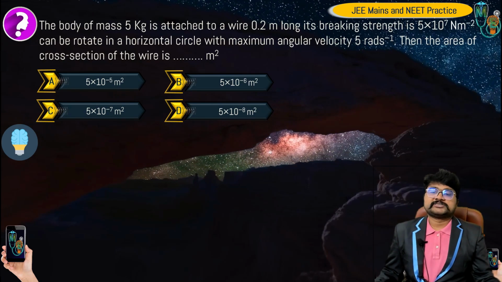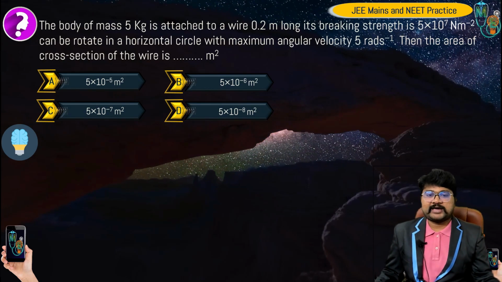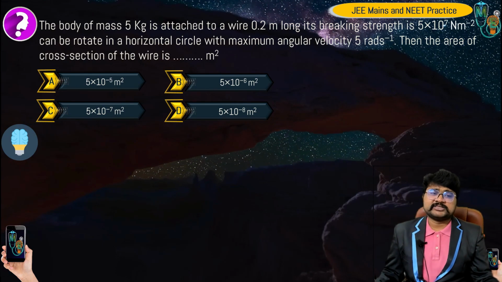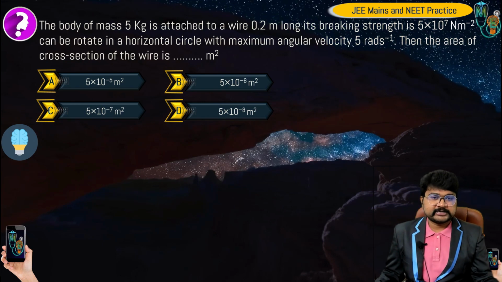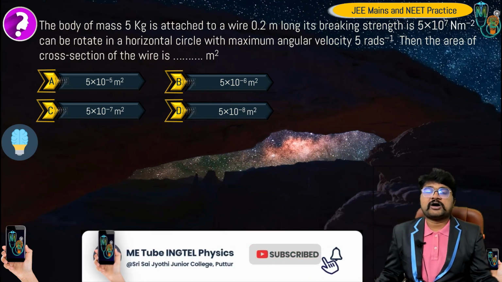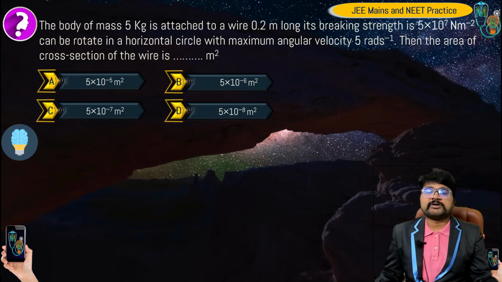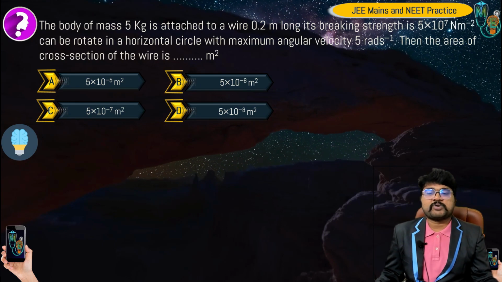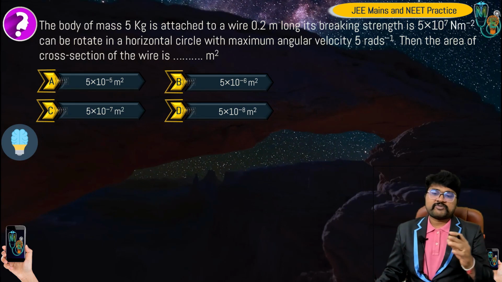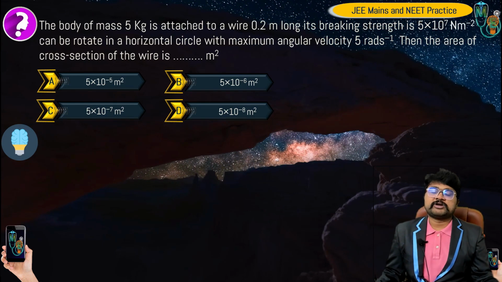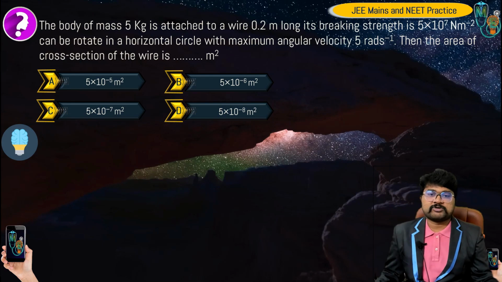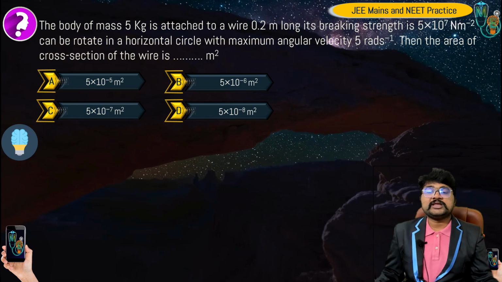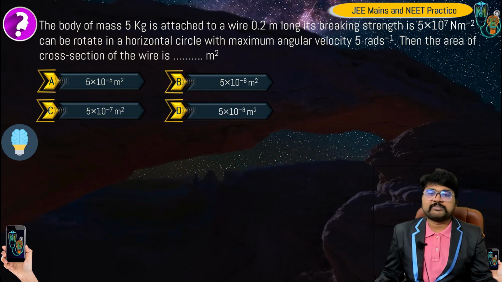The body of mass 5 kg is attached to a wire of length 0.2 meter. Its breaking strength is 5 into 10 power 7 Newton per meter square. It can be rotated in a horizontal circle with maximum angular velocity 5 radians per second. Then the area of cross section of the wire is dash meter square. Options: 5 into 10 power minus 5, 5 into 10 power minus 6, 5 into 10 power minus 7, 5 into 10 power minus 8 meter square. They are asking the area of cross section of the wire in terms of meter square.